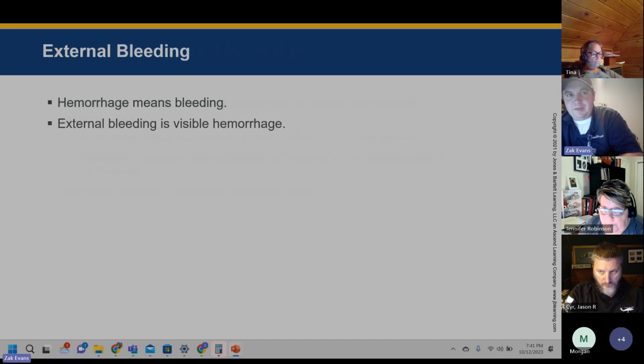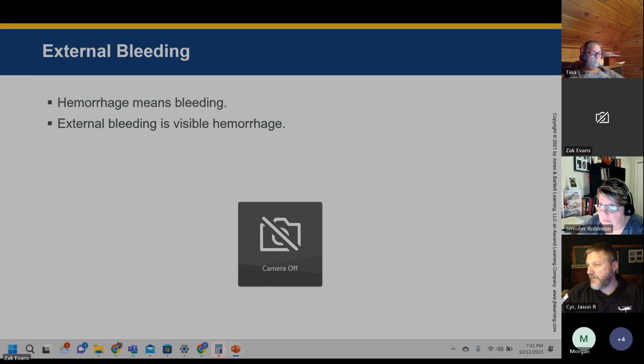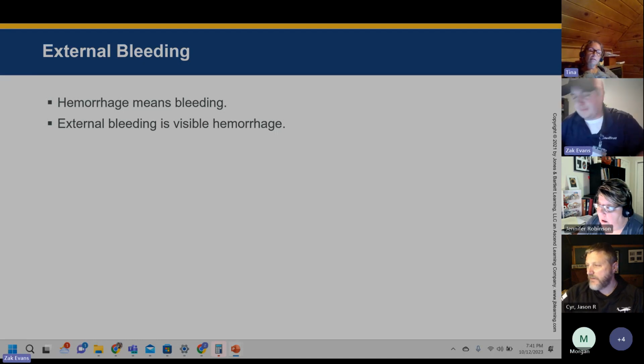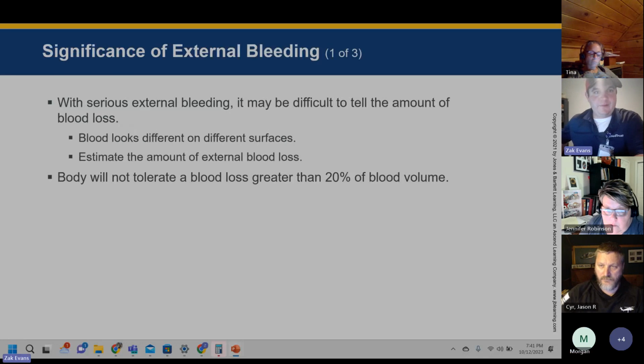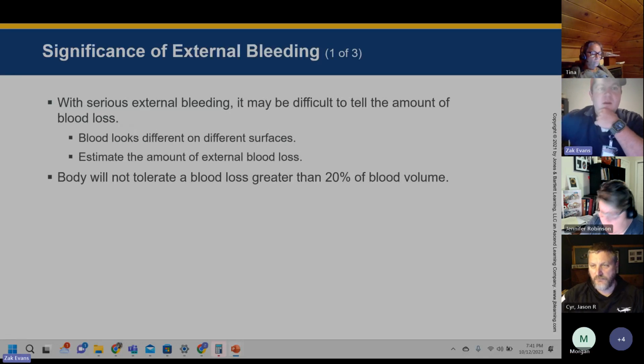External bleeding. Anyone want to take a guess on what external bleeding is? What we, Jason, can visually see. Yeah, good job. So it's bleeding visible outside of the body. Pretty simple. What we've got to be worried about is serious external bleeding.